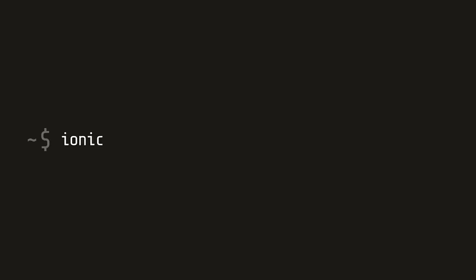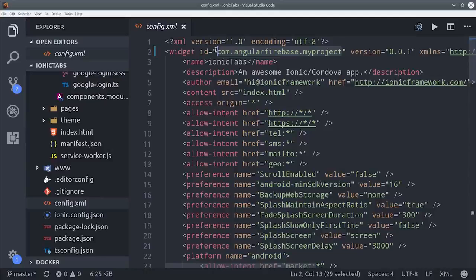The first thing I'll do is generate a brand new Ionic app. I'm using the tabs template, but that part's completely optional. Then I'm going to go into the config.xml file and make sure that we have a custom widget ID that we can use to register our project with Firebase.